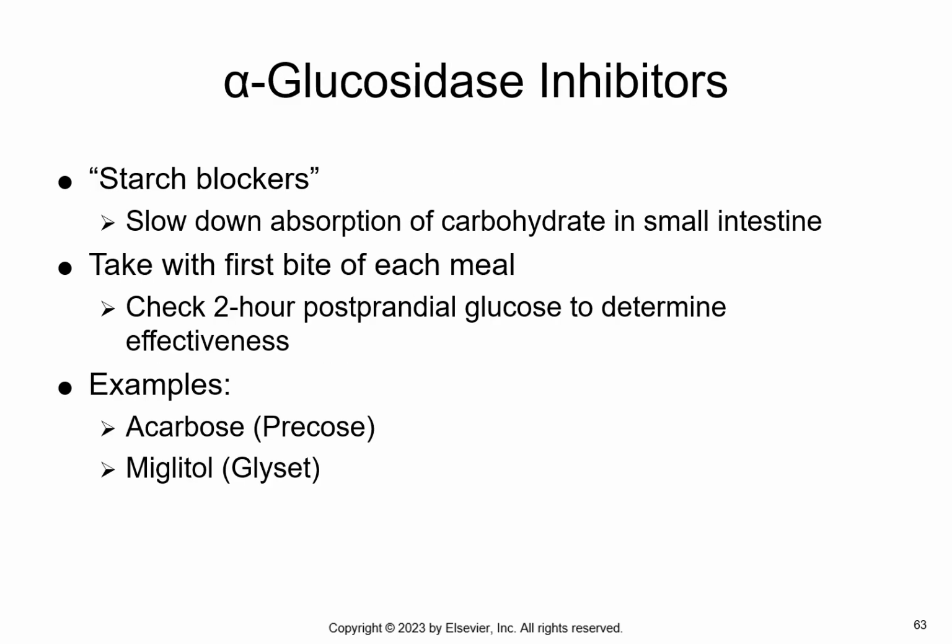The alpha-glucosidase inhibitors. These drugs are known as starch blockers. They work by slowing down carbohydrate absorption in the small intestine. Acarbose and miglitol, which is Glyset, are the available drugs in this class. They are most effective in lowering postprandial glucose. Their effectiveness is measured by checking 2-hour postprandial glucose levels.